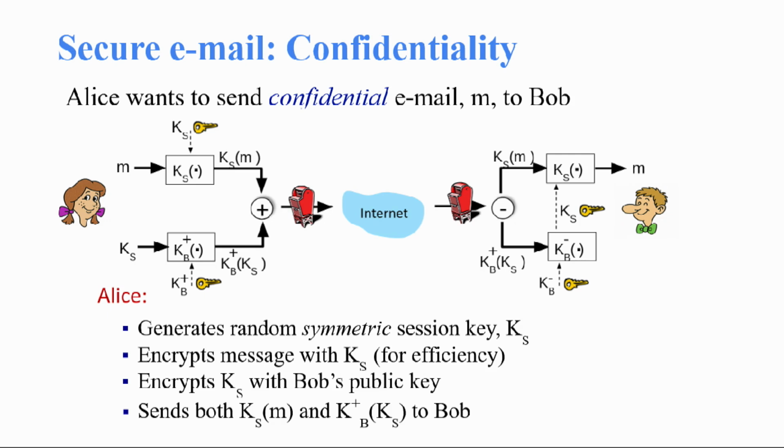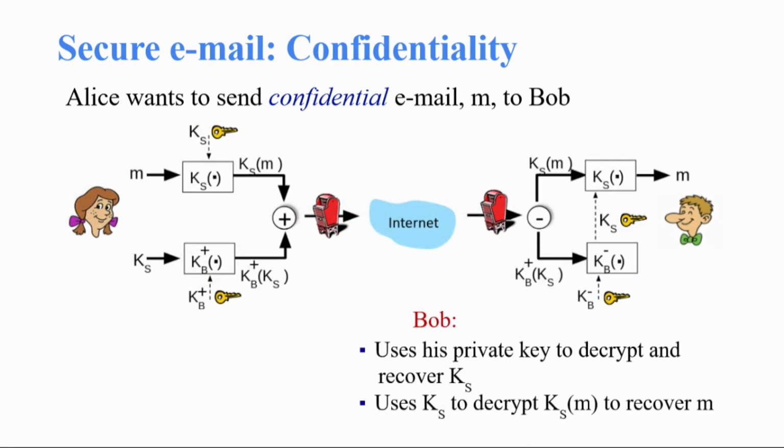Now what does Alice do? She sends them both over the internet to Bob. So this is from Alice's side. Now next, at Bob's side, how will Bob get the message? Bob will use his private key to decrypt the KS part, the session key, and then he will use that session key to get the actual message that was sent by Alice. This is how confidentiality of the email message sent by Alice can be maintained.